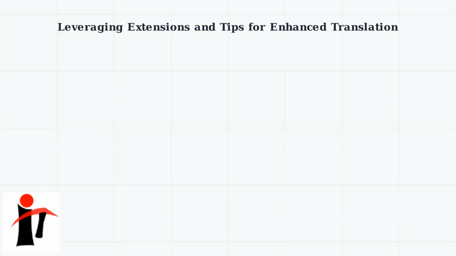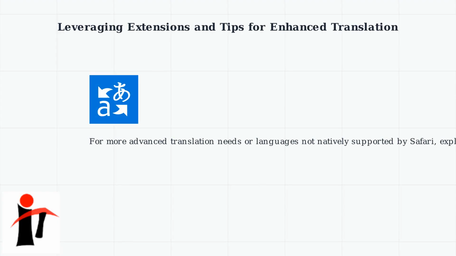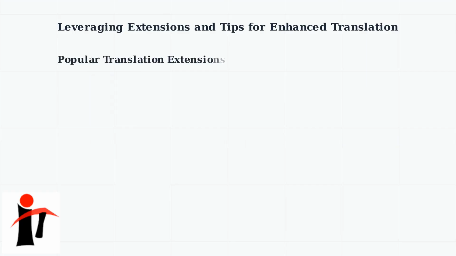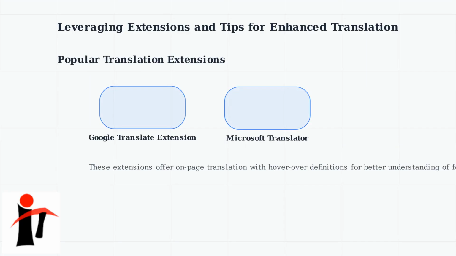For more advanced translation needs, or languages not natively supported by Safari, explore extensions available in the App Store. Popular translation extensions include Google Translate Extension and Microsoft Translator. These tools provide on-page translation with hover-over definitions, helping you understand foreign content more effectively.